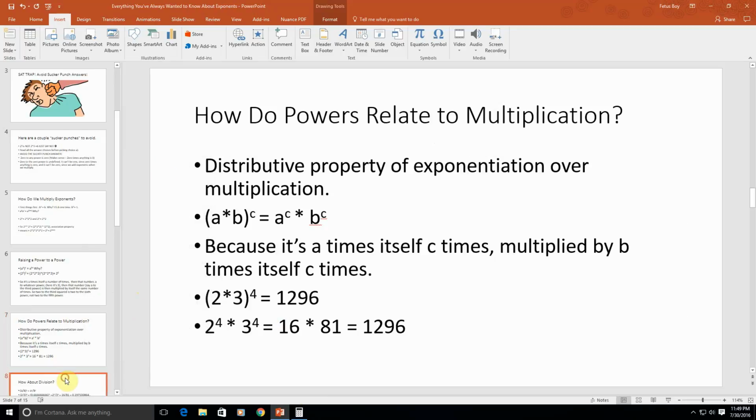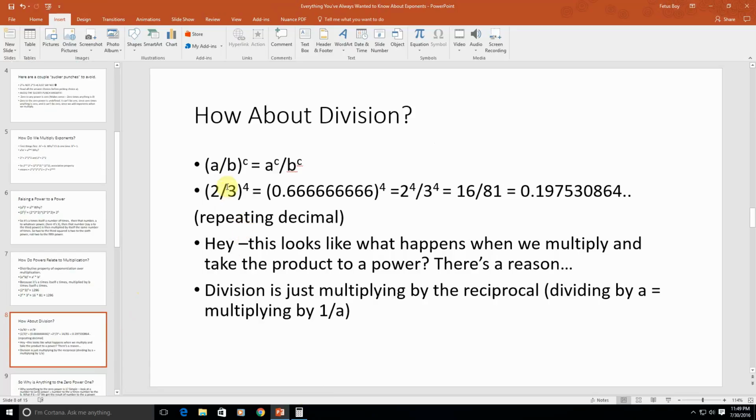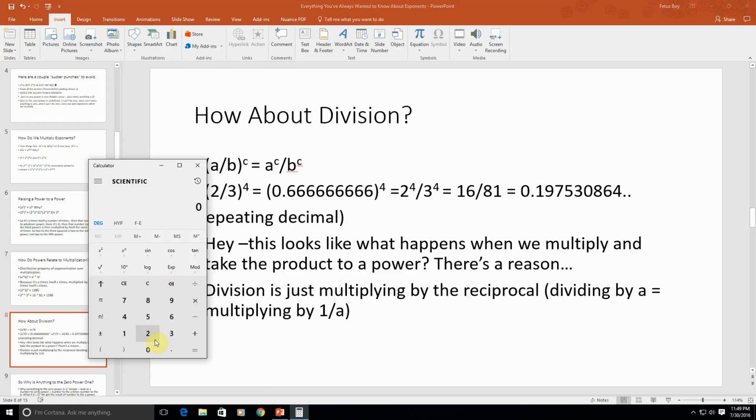All right. How about division? I'm glad you asked. A over b to the c power is a to the c over b to the c, which is 2/3 to the fourth. We can make that 0.66666. We can take our calculator and go 2 divided by 3, 0.666666667, and we can take that to the fourth power, and we end up with 0.197380064, blah, blah, blah, repeating ugly decimal.